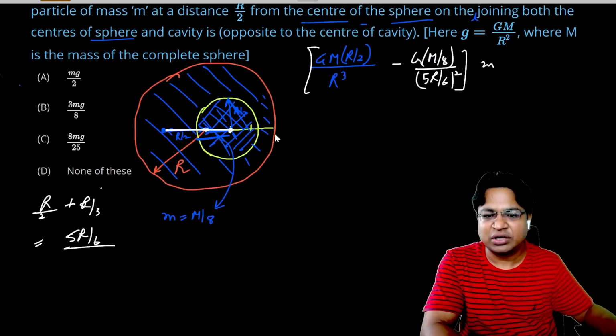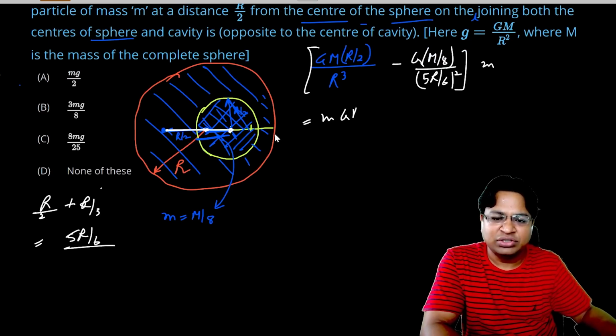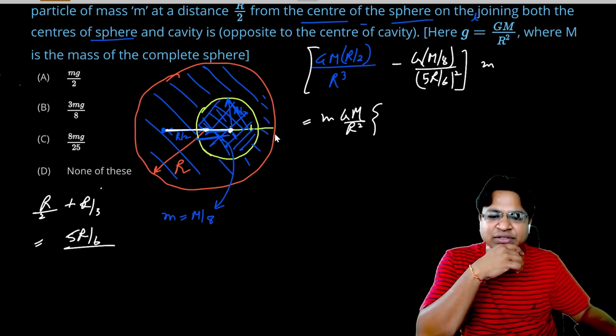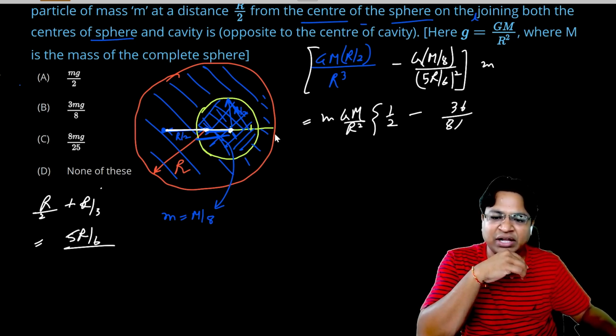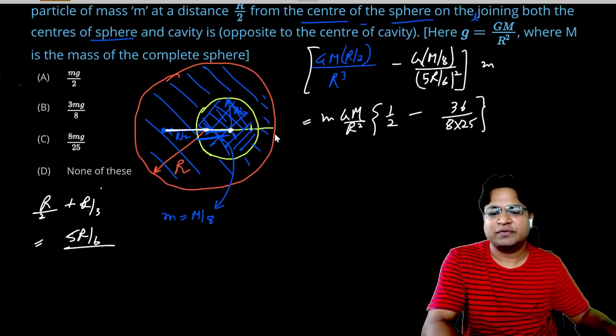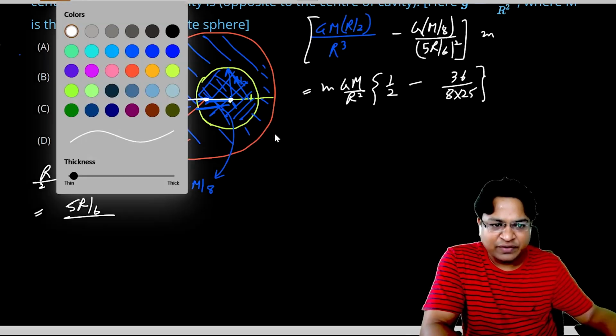So let's finish this calculation now. From here, we can take out GM by r square as the common quantity. From the first term, we will have a half left, and from here we will have 36 divided by 8 into 25. So this is what we are going to have. Now we have to finish this calculation.